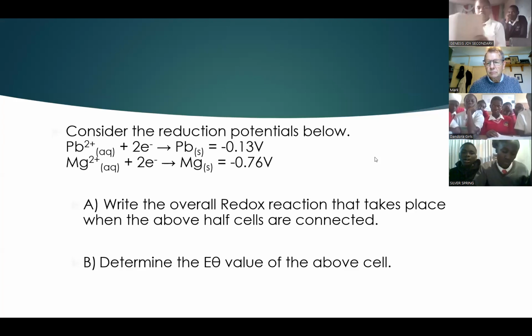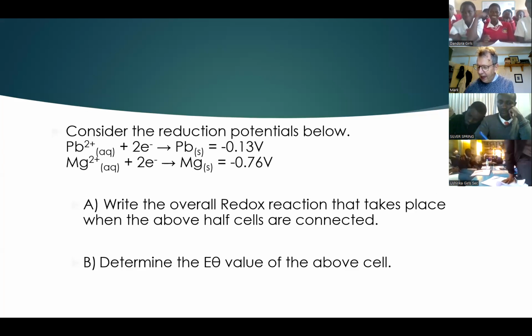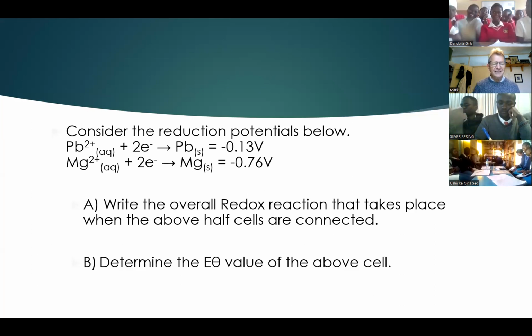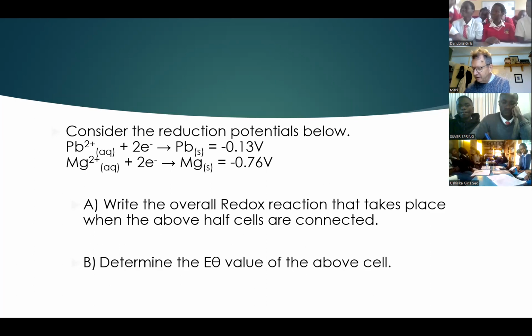Yes, Samuel? What about when you are asked to write a salt bridge equation? Okay, I'll show you it in just a moment. In this one here, if we were going to write a salt bridge equation, remember that the two solutions have to meet in the middle. So the Mg2+ and the Pb2+ will meet in the middle. Because the Pb2+ turns into lead, the Pb2+ will be on the right-hand side because it goes left to right. So I'll show you it.